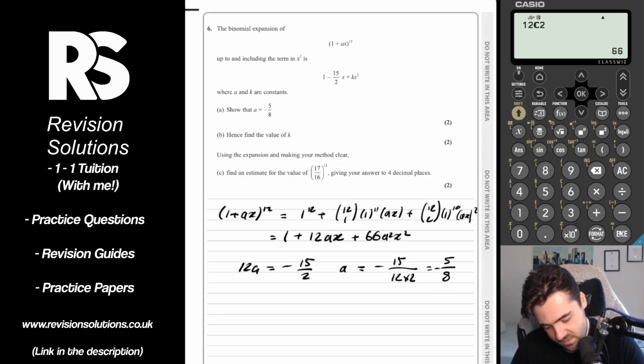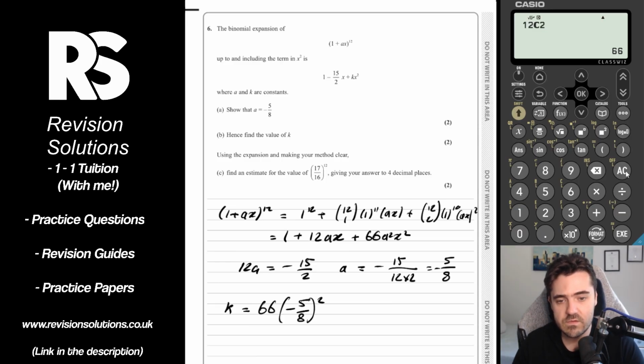Then it says, can we find the value of k? Well, k is the coefficient on the x squared term, so we can do the same trick where we just compare our coefficient of x squared with theirs. So k must equal 66a squared, but we know a is now minus 5 over 8. So it'd be 66 times minus 5 over 8 all squared. Let's use the calculator for that.